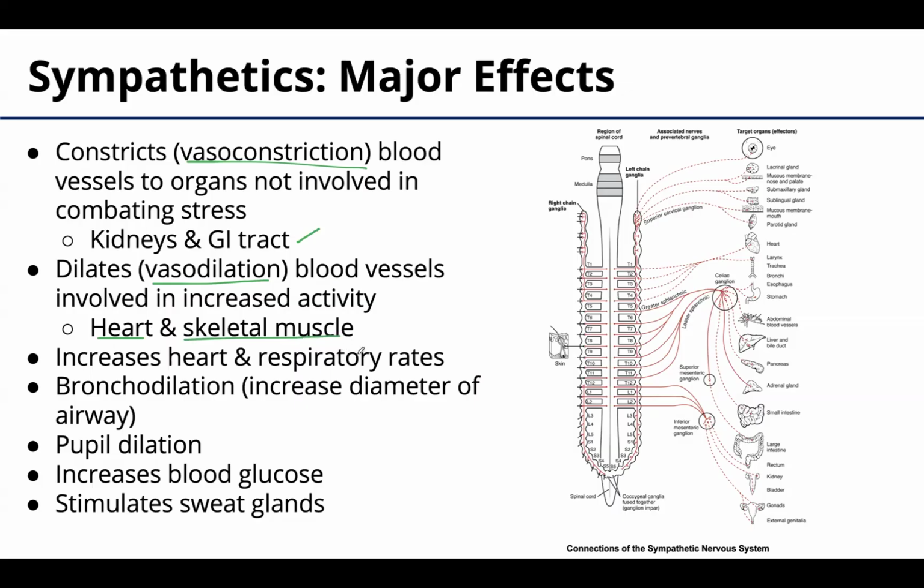Sympathetics will also increase the heart and respiratory rates. It will increase the diameter of the airway or bronchodilation. It will cause the pupils to dilate or get bigger. It will increase blood glucose after glycogen is converted into glucose. And lastly, sympathetics will also stimulate sweat glands to secrete, so it will cause sweat.